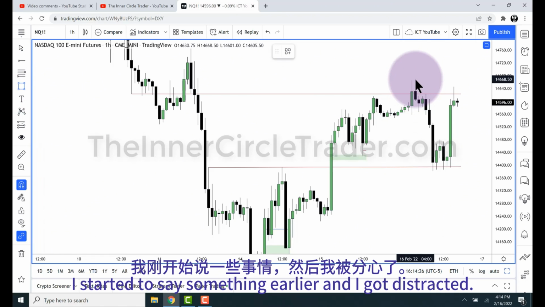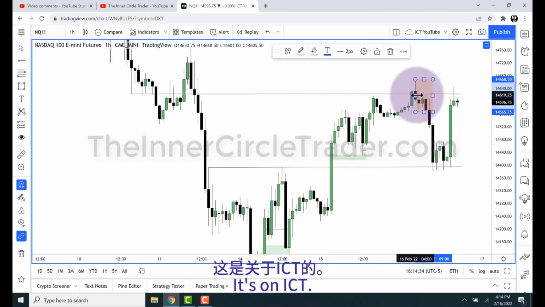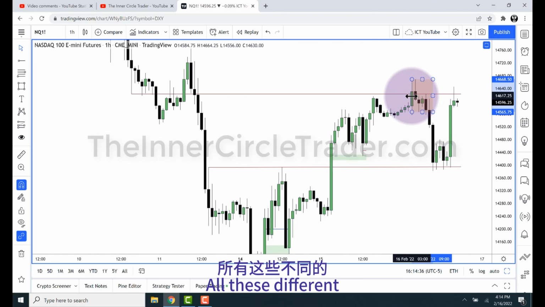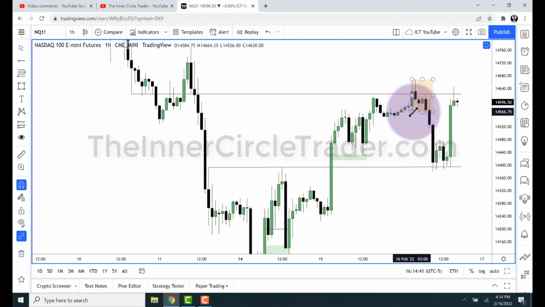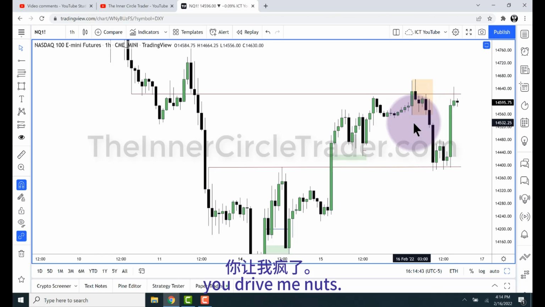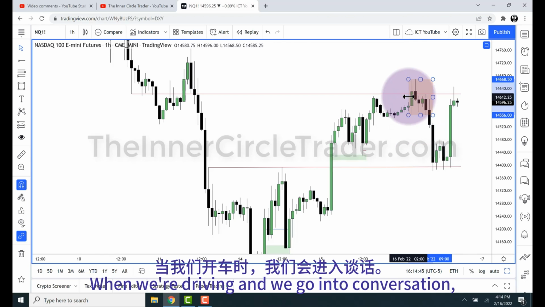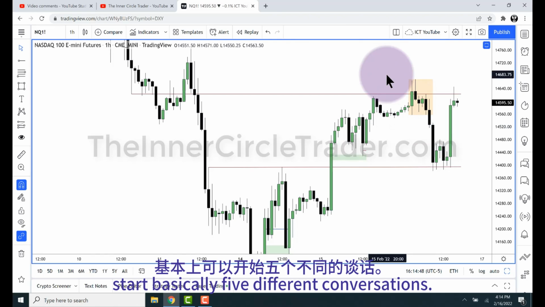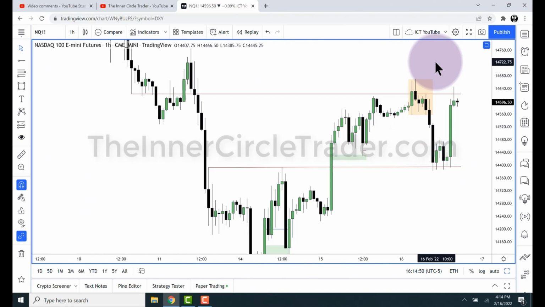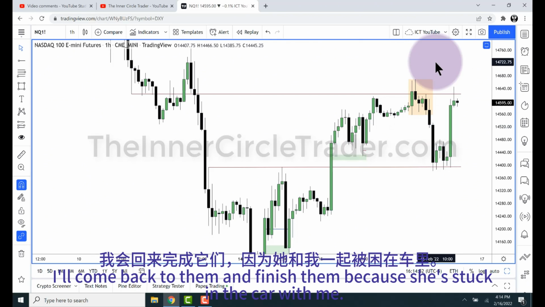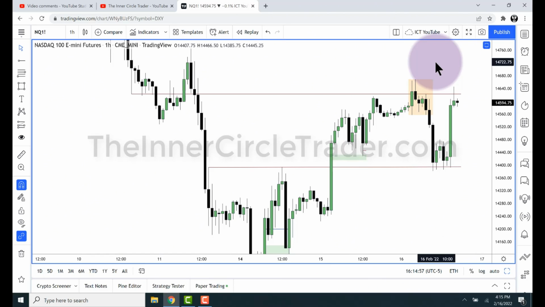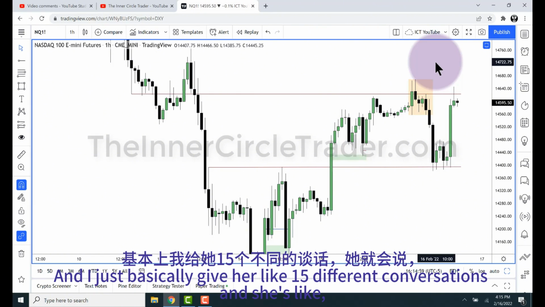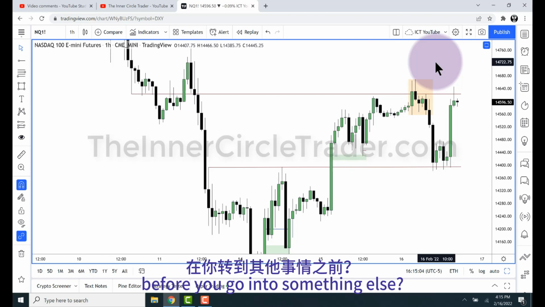I started to say something earlier and got distracted. That darn ICT is always all over the place with these different rabbit trails. Starts talking about something and then changes his mind. My wife tells me that all the time. She goes, "You drive me nuts." When we're driving and we go into conversation, I can start basically 5 different conversations. I'll come back to them and finish them because she's stuck in the car with me. She's not taking a ride with me. She's trapped in the car with me. And I unload on her and I just basically give her like 15 different conversations. And she's like, "Can you finish one thing before you go into something else?"